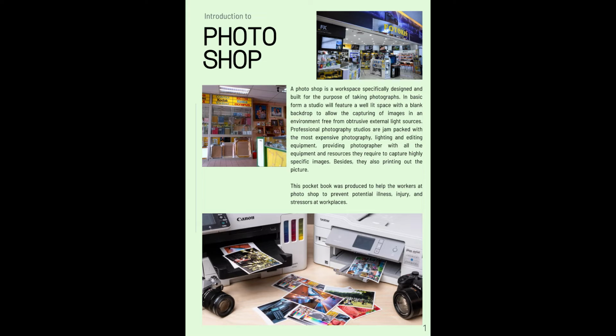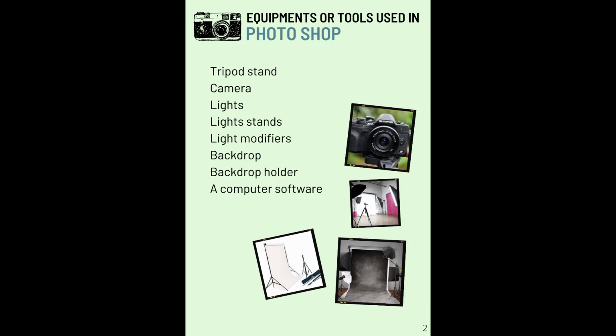So this pocketbook was produced to help the workers at the Photoshop to prevent potential illness, injury and stresses at the workplace. So these are some example equipment or tools used in the Photoshop: tripod stand, camera, lights, light stand, light modifiers, backdrop holder and computer software.